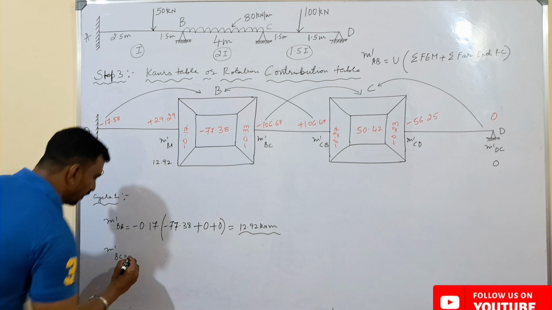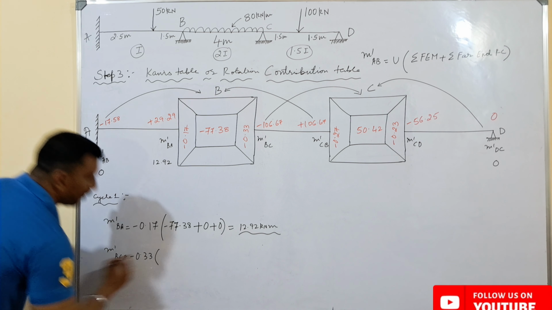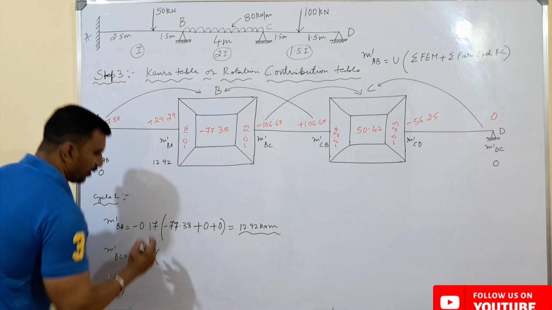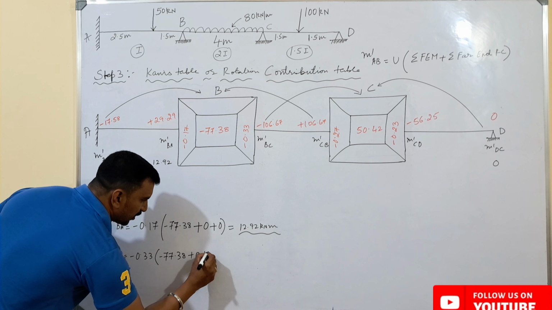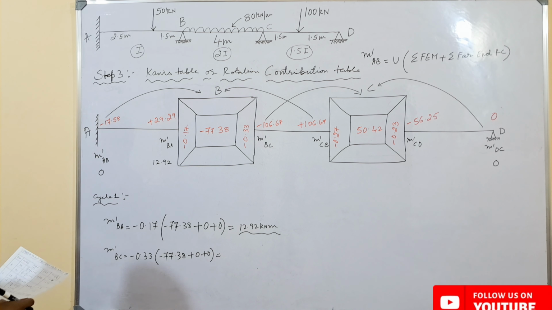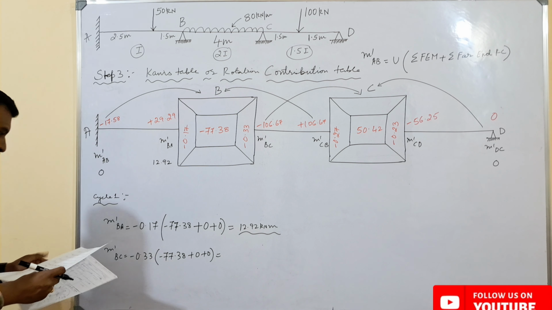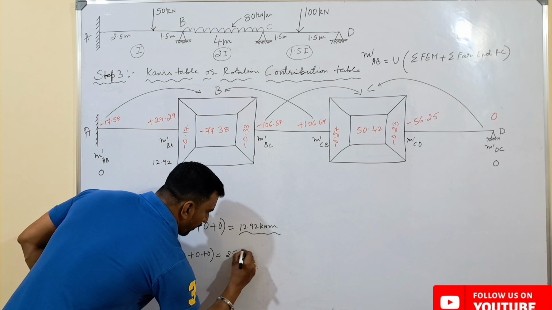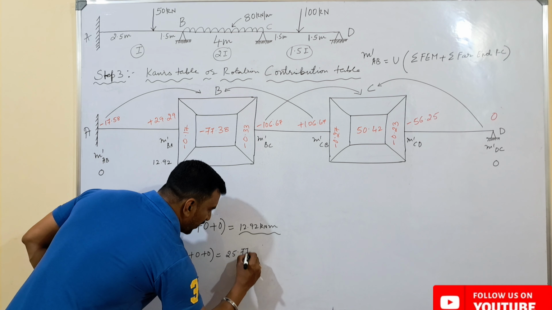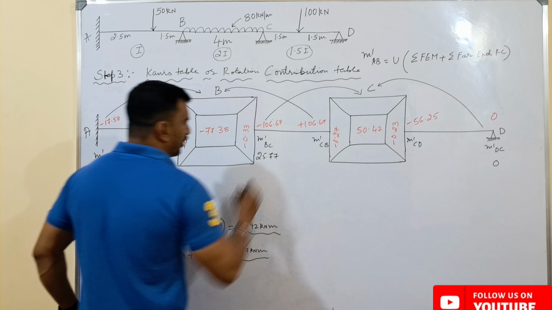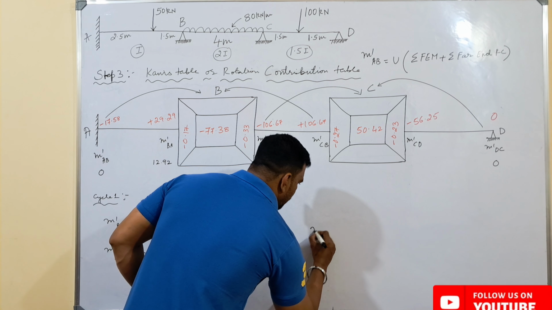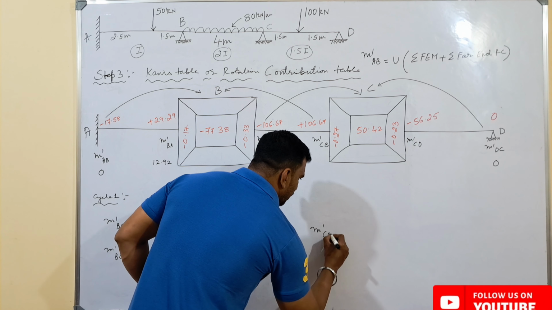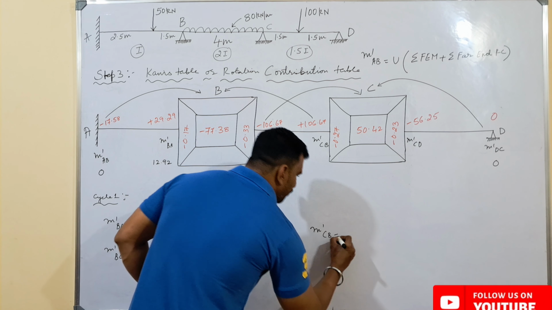Here the rotation factor is minus 0.33 into the summation of fixed end moment, that is minus 77.38 plus 0, which will be equal to 25.77 kilonewton meters. This value we have to write here, 25.77.